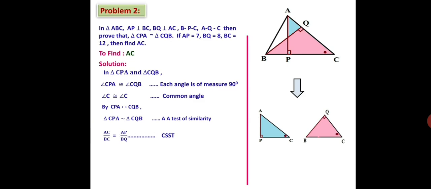So AC upon BC is equal to AP upon BQ. This is the CSST, that is corresponding sides of similar triangles. Therefore, we will substitute the values. AC upon 12 is equal to 7 upon 8. By cross multiplication, we get AC into 8 is equal to 7 into 12, that is AC is equal to 7 into 12 upon 8, which is 84 upon 8. Therefore AC is 10.5 units. So if we extract these two triangles, it becomes easy to prove them similar. Now let us discuss the third problem.